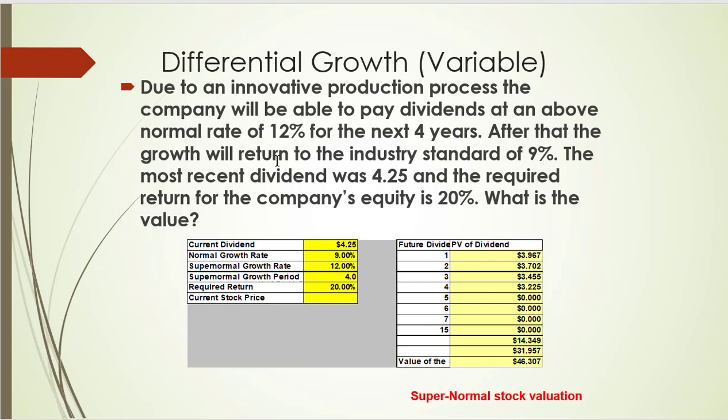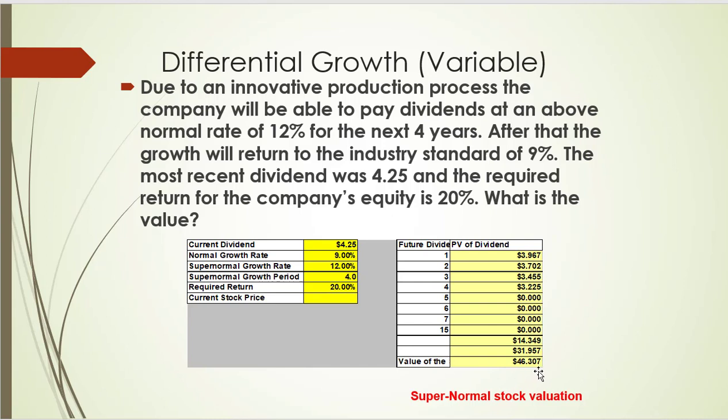This company's most recent dividend was $4.25, and the required return for the stock is 20%. So what is the value of this company's stock? Again, we're going to use something called the supernormal stock valuation worksheet. And again, very simply, you plug the numbers in that you know: 4.25, 9% for the growth rate, 12% for the supernormal growth rate, supernormal growth rate period 4, 20% required return. And you can see here the total value of this company.